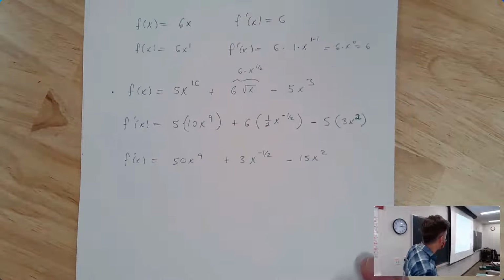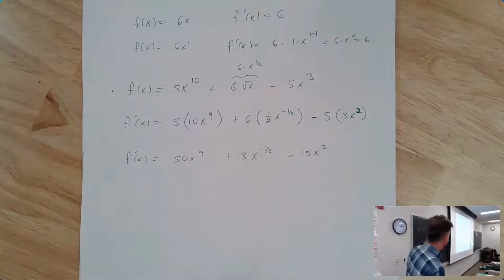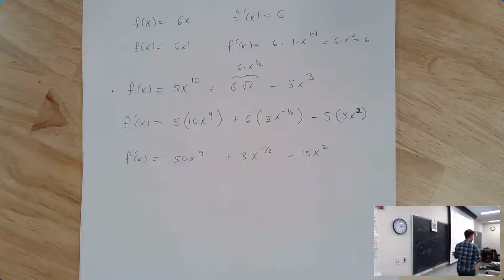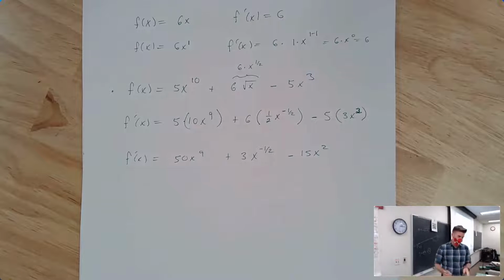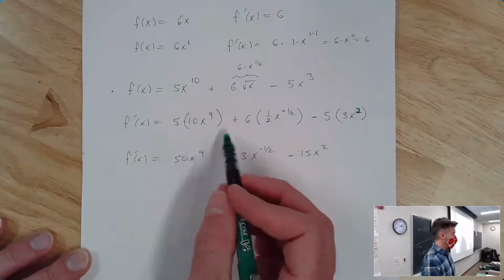And what I want to point out here is that I've actually used two rules without, I guess, I kind of talked about one of them. One of the rules I totally used was that if you have a constant times a function and you take the derivative of it, the constant just sticks around. So the derivative of 5 times x to the 10th is 5 times the derivative of x to the 10th.